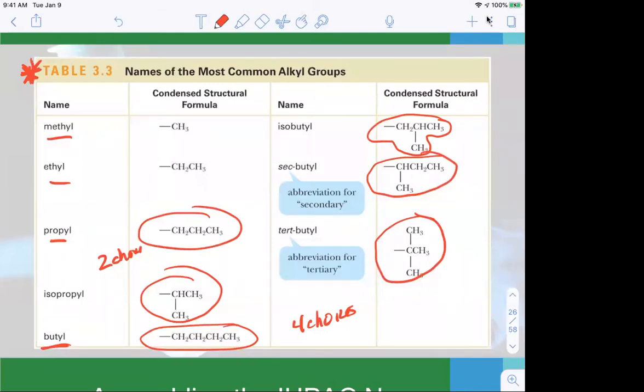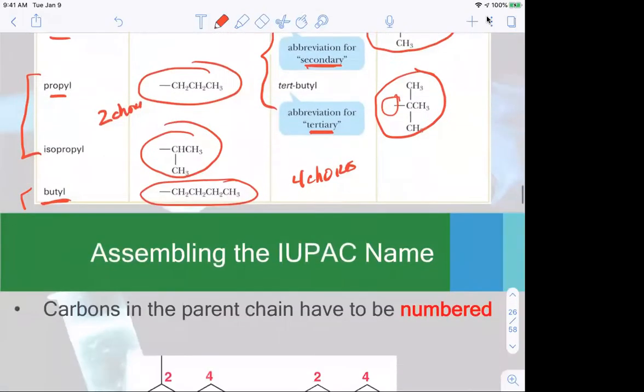We're going to use these all the time. Propyl, isopropyl, and then butyl, and then these other guys. You need to know these. You need to be able to recognize them. You need to be able to name them when they're attached to longer alkanes. This is a really important chart. And remember, the tert is for tertiary, because the attachment is on a tertiary carbon. And then the sec is for secondary, because the attachment is on a secondary carbon. We're going to explain that a little bit later.